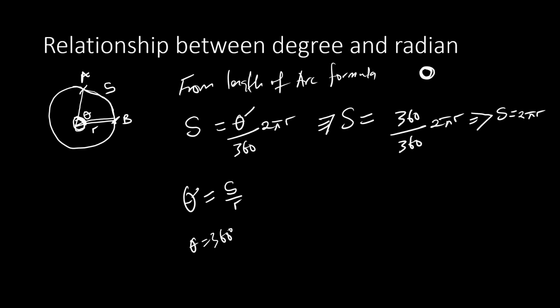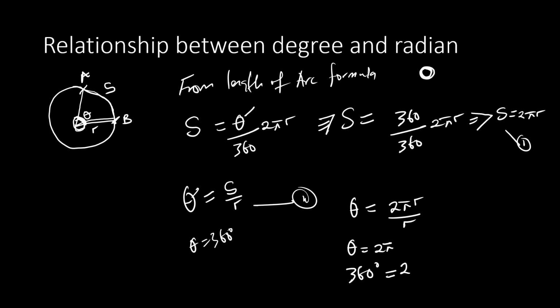If you call this equation 1, and we call this equation 2, now if you substitute equation 1 into equation 2, we are going to have theta equal to S, which is now 2 pi r over r, and then theta equals 2 pi. But don't forget, we said that theta should be equal to 360 degrees. Therefore, we are going to have 360 degrees equal to 2 pi.